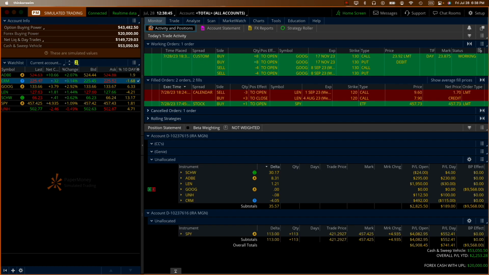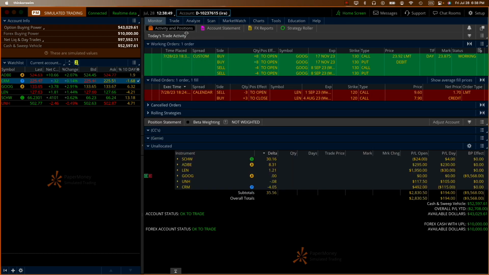Did we get it filled? I will alter this if it doesn't get filled. As you can see, the price is above the market, so it should get filled briefly. It's a liquid stock. So okay, that's all for today.